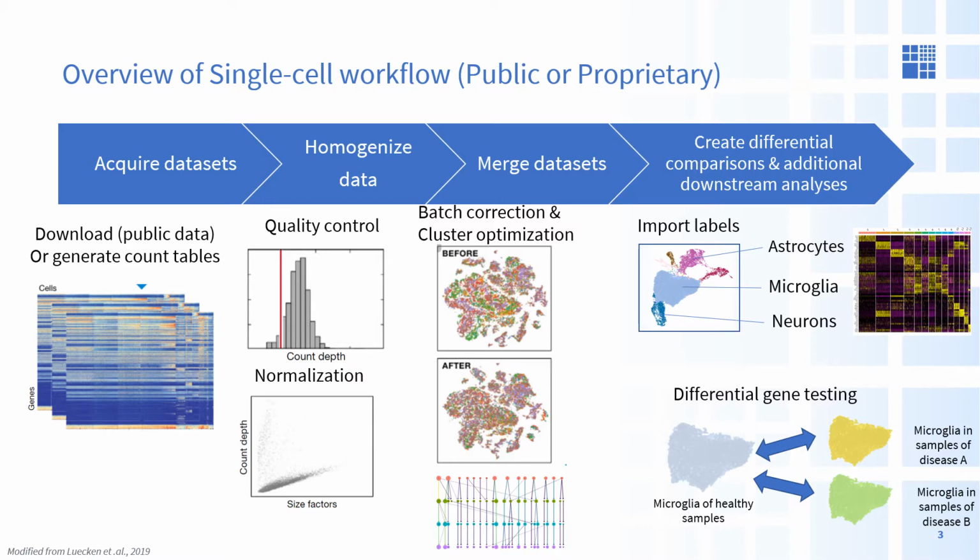So we first want to homogenize our data. So we're going to perform some quality control, including removing any dead cells or any duplicate cells. We can perform normalization on the counts data for each sample, and then we can merge multiple samples together into one single cell cluster diagram. So this is going to require some degree of batch correction and cluster optimization.